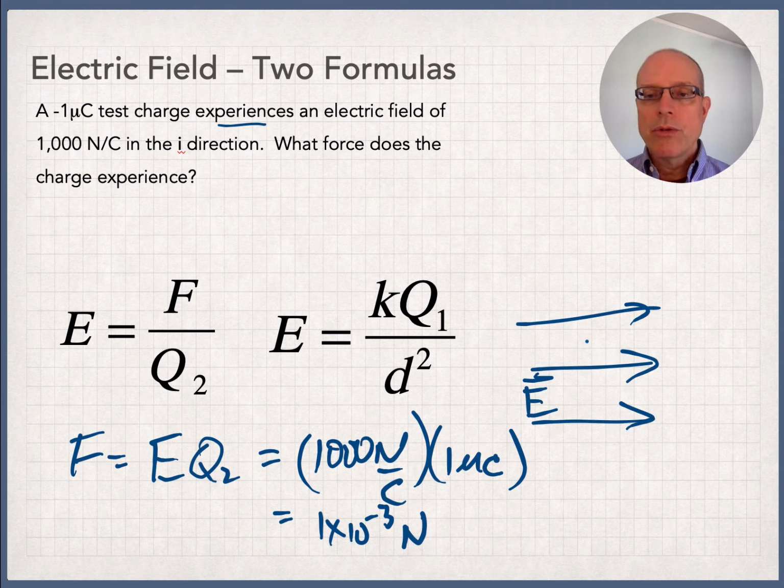So really the direction on the force would be -1 times 10 to the minus 3 newtons in the i direction. Okay, so a small point, but not that small. All right, another kind of textbook problem.